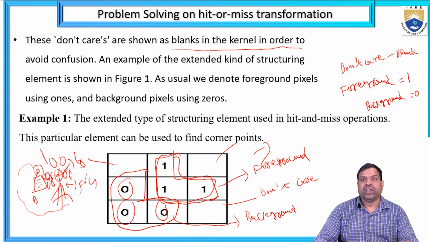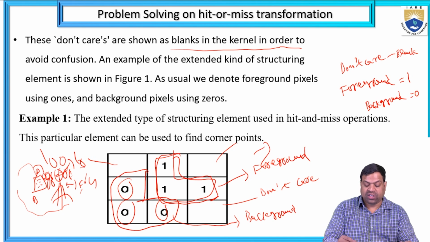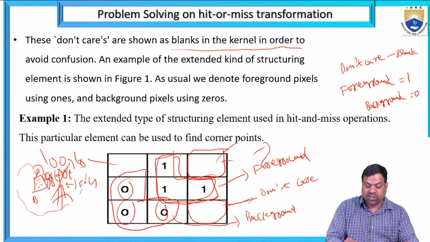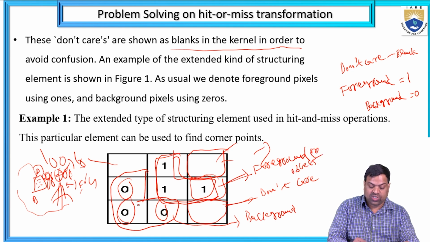So the don't care condition is nothing but a blank. When the cell is blank, that is a don't care condition. When the 1 is there, it is foreground or object. When the 0 is there, that is the background.